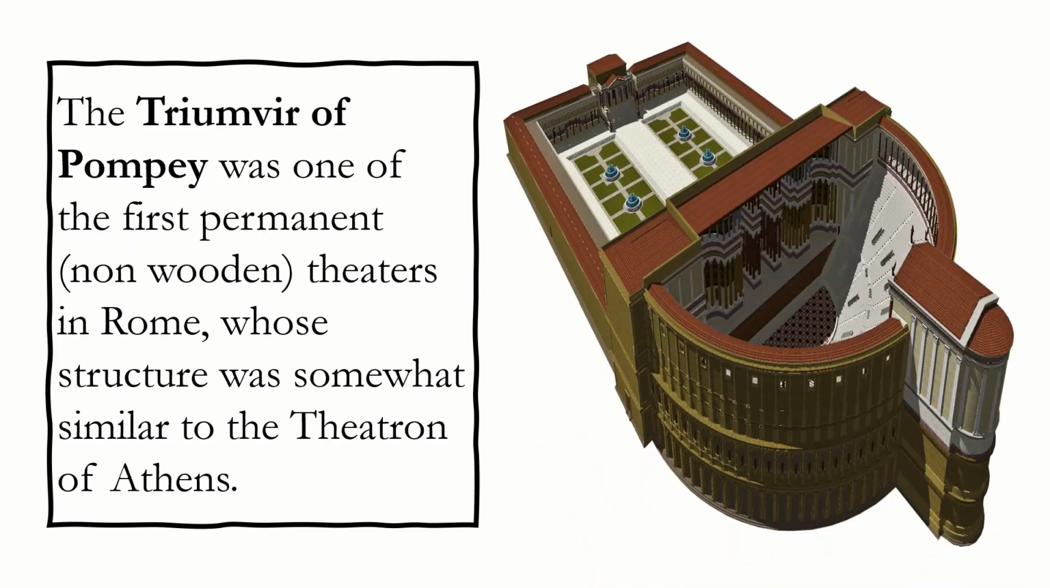The Triumvir of Pompeii was one of the first permanent, non-wooden theaters in Rome, whose structure was somewhat similar to the Theater of Athens. Here's what it looks like. The building was a part of a multi-use complex that included a large quadriporticus, a columned quadrangle directly behind the scene from an elaborately decorated background of the theater stage, and is enclosed by large columned porticos with an expansive garden complex of fountains and statues.